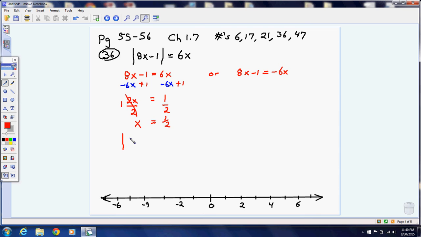So let's plug that back in. We have 8, substitute in 1/2, minus 1 in absolute value brackets equals 6 times 1/2. Well, 8 times 1/2 is 4, minus 1 equals 6 times 1/2, which is 3. 4 minus 1 is 3. Inside absolute value brackets equals 3, and yes, 3 equals 3. So that one's good to go.